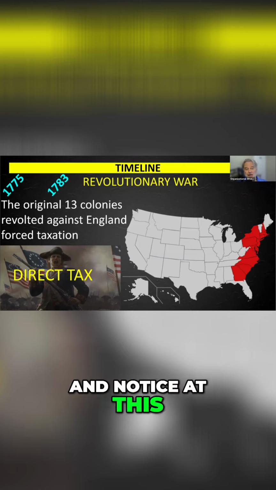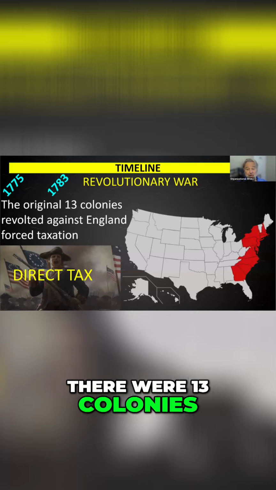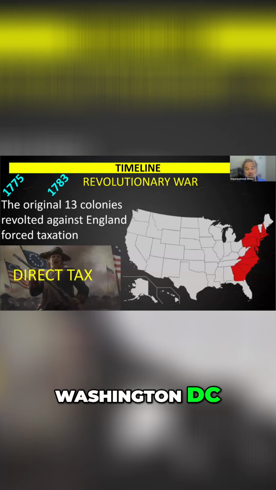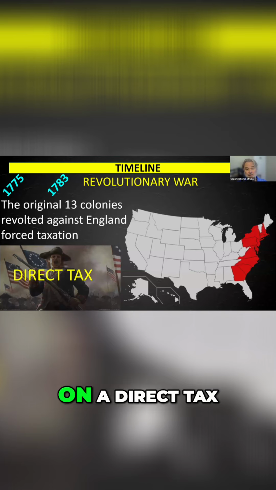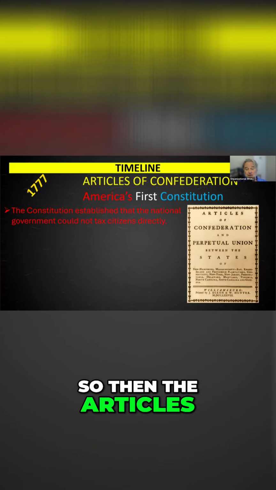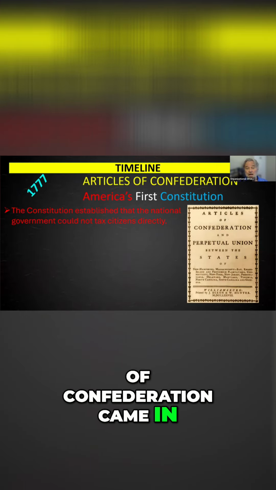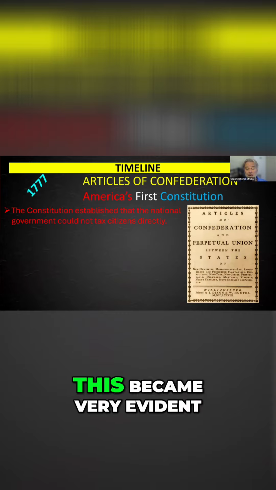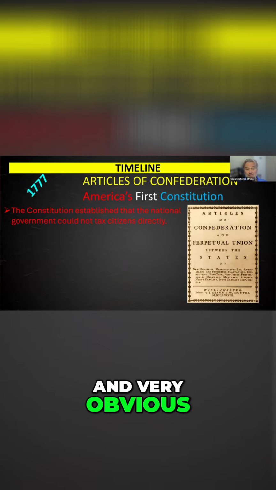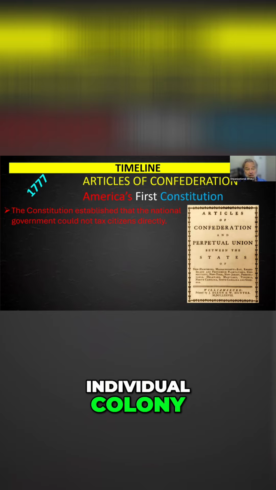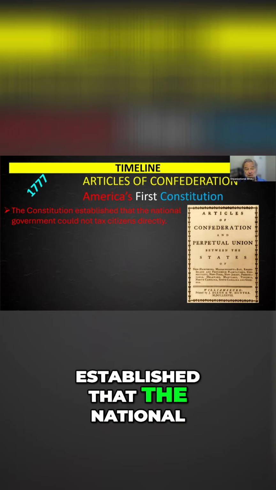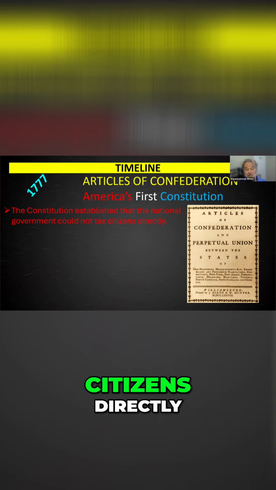And notice at this time in history, there were 13 colonies and there was no Washington, D.C. And the effort to free ourselves was based on a direct tax from England. So then the Articles of Confederation came in. Now this became very evident and very obvious that they weren't going to change the jurisdiction of each individual colony. So this Constitution established that the national government could not tax citizens directly.